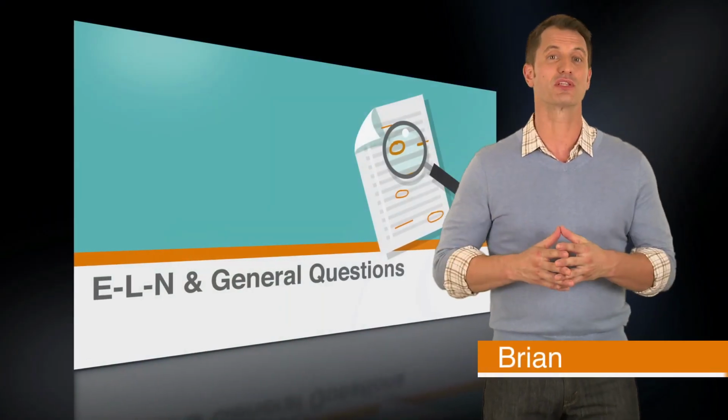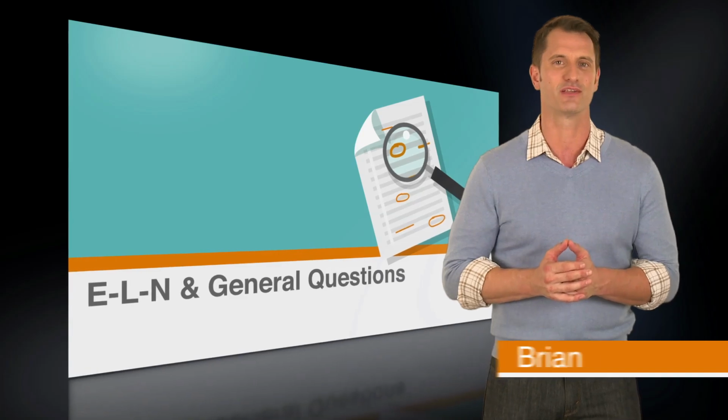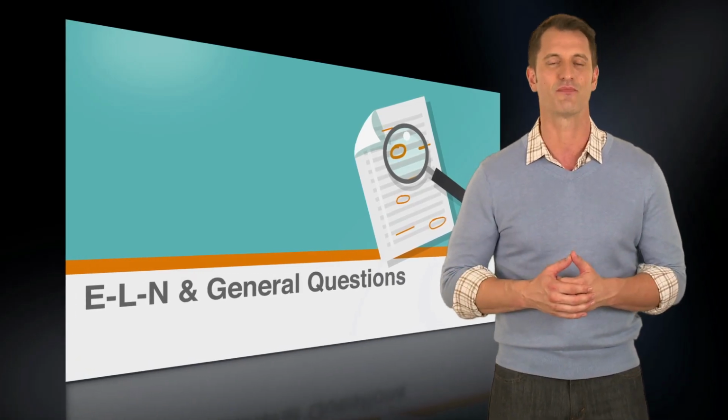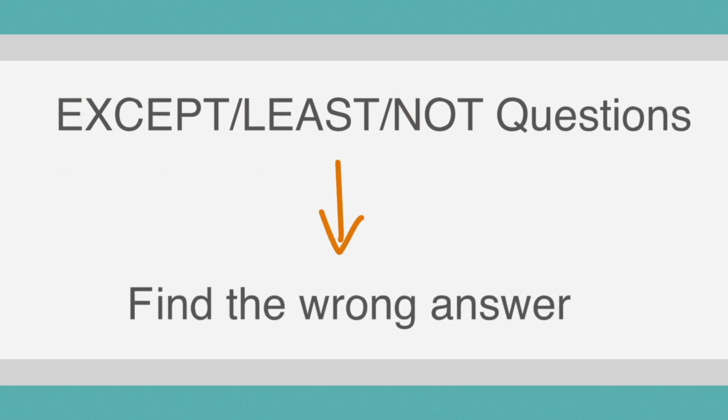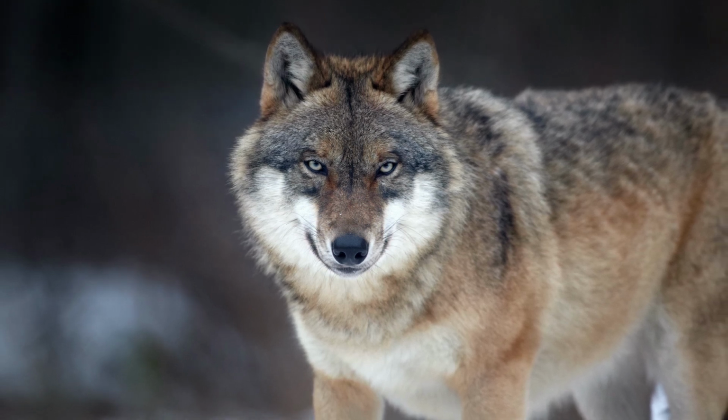Now that you're equipped with the tools you need to answer the search and destroy questions on the reading section, you're ready to tackle the general questions. In this lesson, we'll go over general questions, which include except, least, not questions. Except, least, not, or ELN questions are tricky because they're asking you to find the wrong answer instead of the right answer. Essentially, you want to shift your thinking to look for the lone wolf.